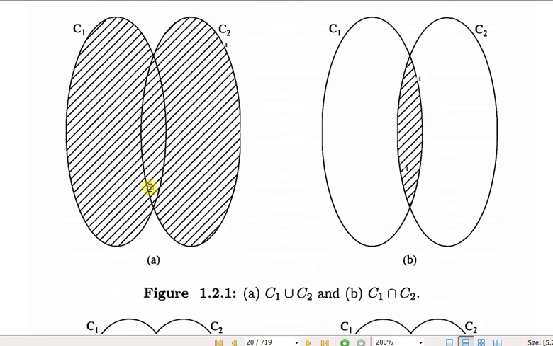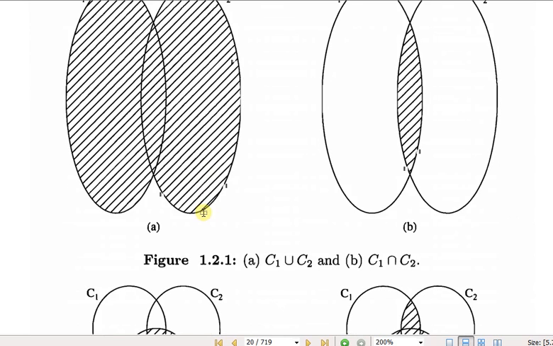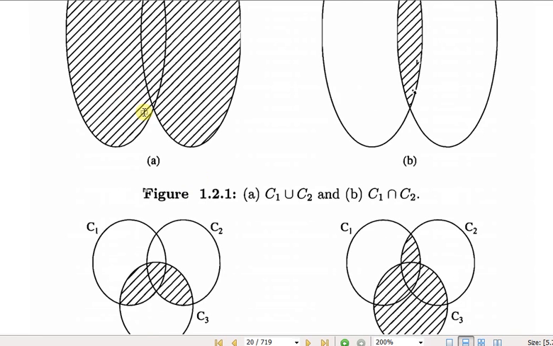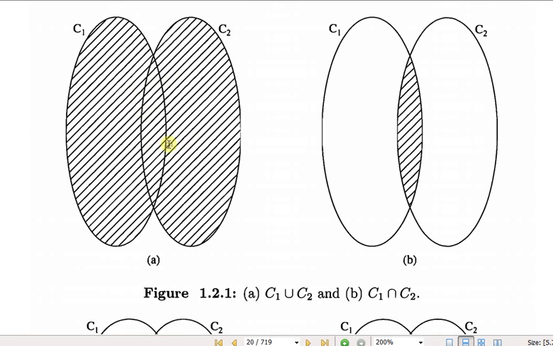These are Venn diagrams that represent examples of union and intersection. Figure A is an example of the union, and Figure B represents the intersection.